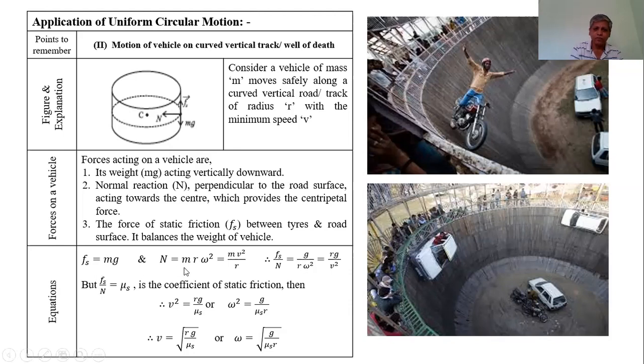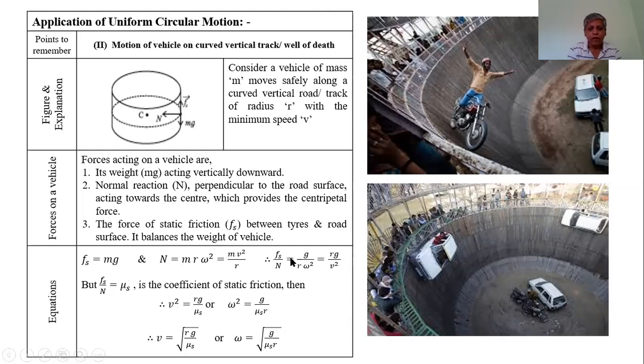Remember these things. Therefore, the ratio of force of static friction to normal reaction, from these expressions, Fs upon N, taking mg divided by m r omega square, or mg divided by mv square upon r, the expression is Fs upon N equals g upon r omega square, or that equals rg upon v square. But Fs upon N is the coefficient of static friction.